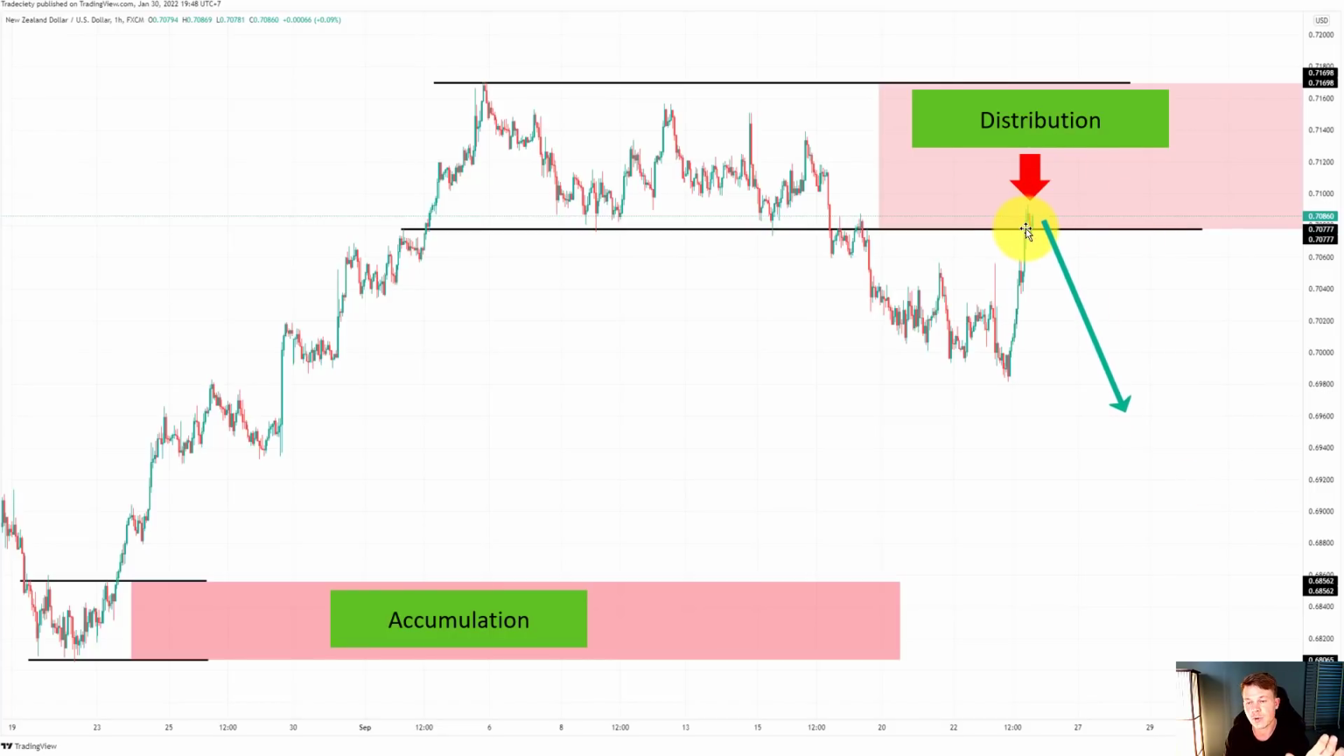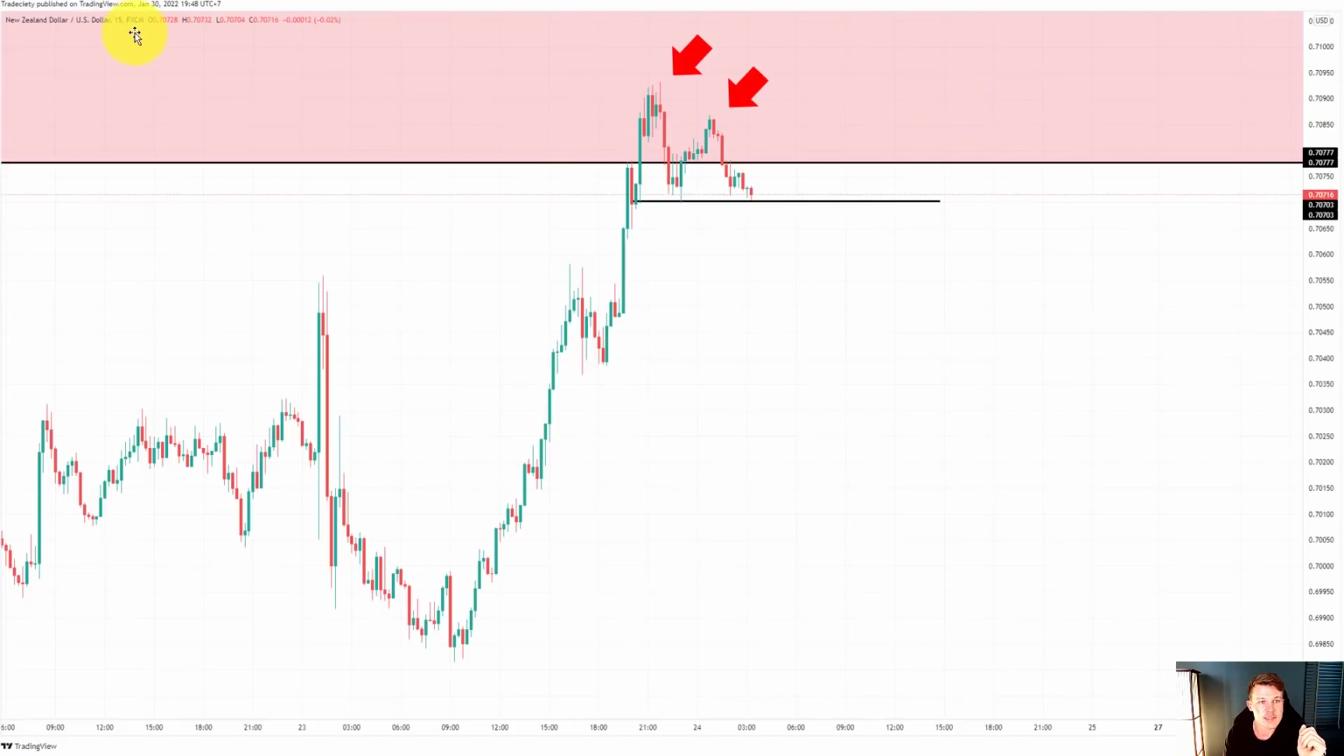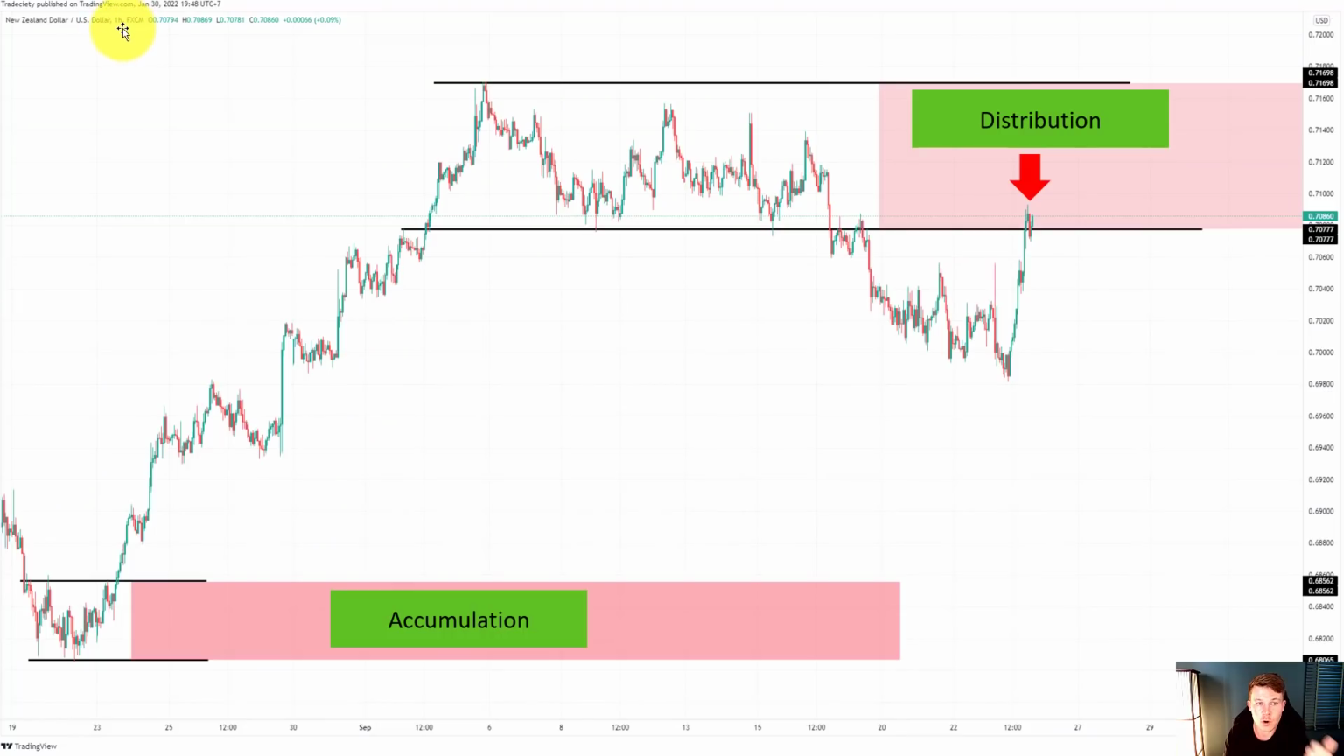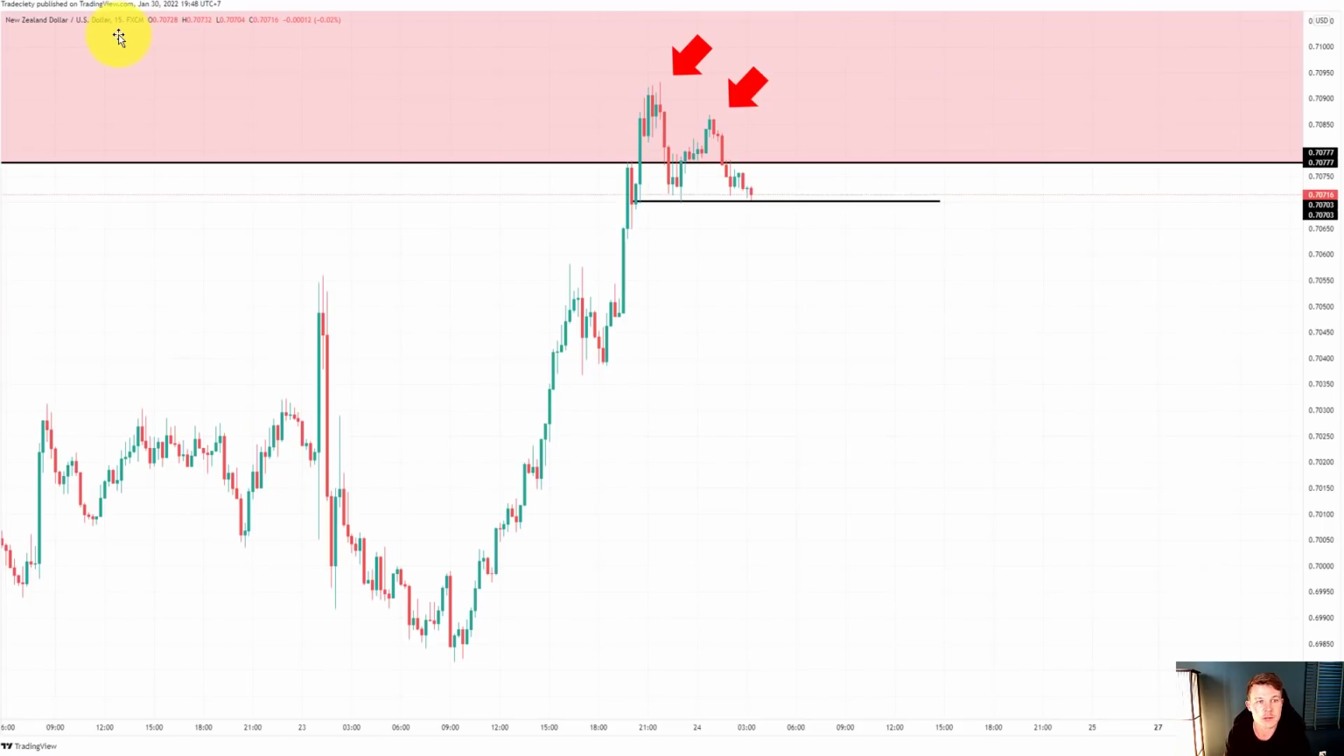So now at this point, what we're going to do is drop to a lower time frame and observe micro price structure. And you can see we are going now from the higher time frame 1 hour to the lower time frame 15 minute. We could even go to as low as the 5-minute chart.